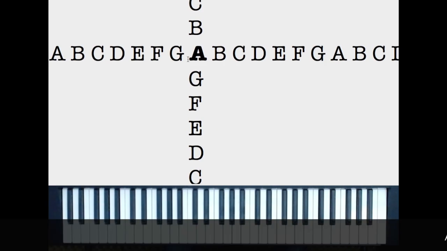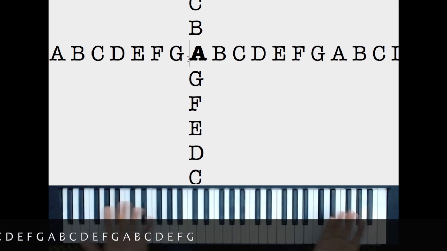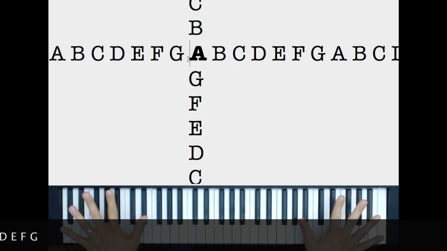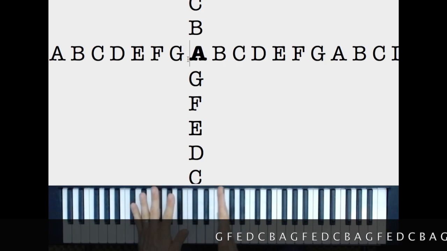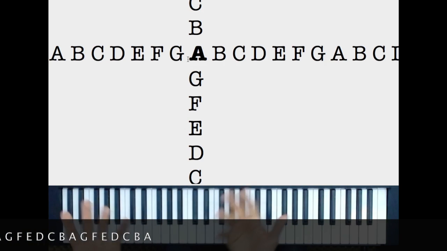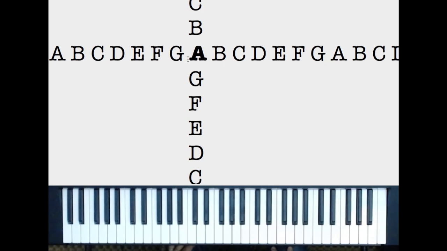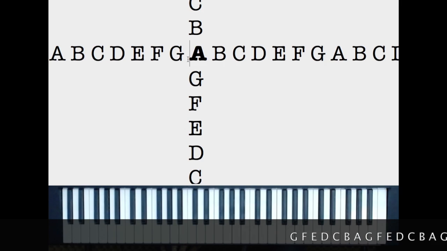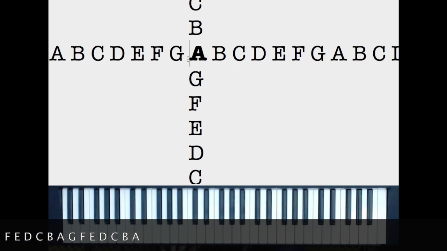Here we go. A, B, C, D, E, F, G, A, B, C, D, E, F, G, A, B, C, D, E, F, G. Okay, let's do G, F, E, D, C, B, A, G, F, E, D, C, B, A. All right, so which one do you think you need to practice more? The backwards one, right? G, F, E, D, C, B, A, G, F, E, D, C, B, A.